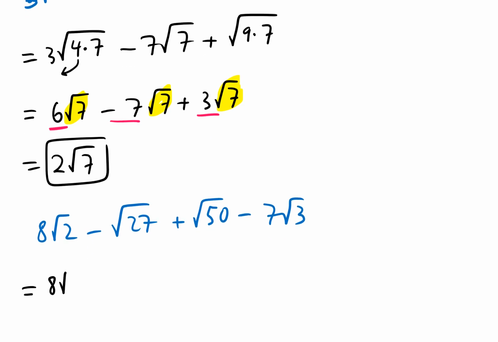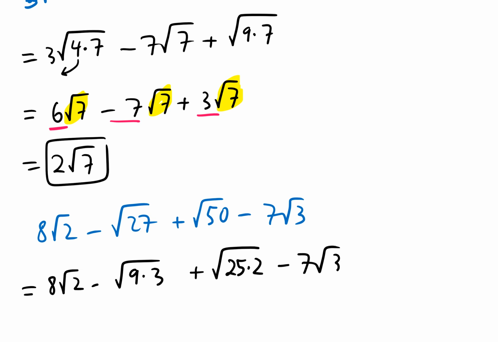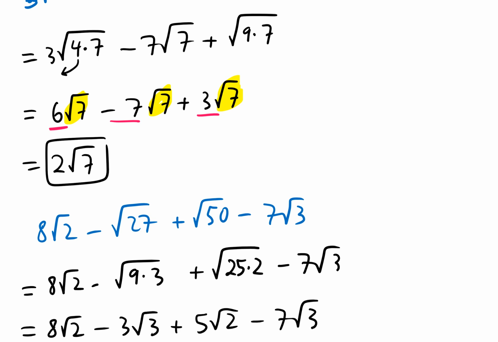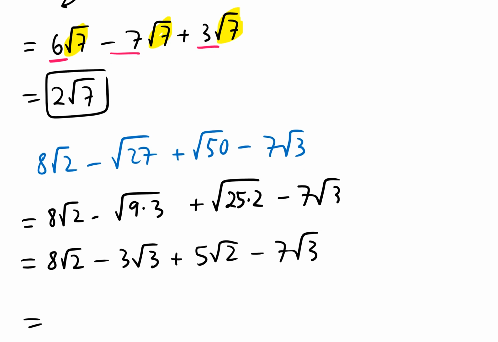The first one stays the same. This one is 9 times 3. This is 25 times 2. And this stays the same. Nothing can be done to the first, but this becomes 3 square root of 3. This is 5 square root of 2, and this stays the same. So this and this, 13 square root of 2. This and this, minus 10 square root of 3.